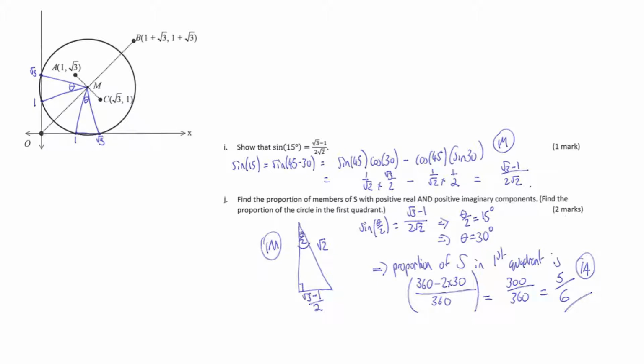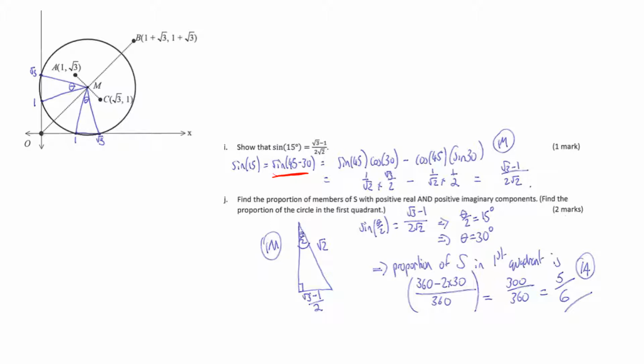All right, part I was a late inclusion. I thought this would help. So it would show that sine 15 degrees is equal to that. And really, I would have thought this was a bit of a gift of a mark, but some of you did all kinds of obscure things at this point. Just always be on the lookout for those 15 degrees or pi on 12s. The compound angle rules are always the way to go.